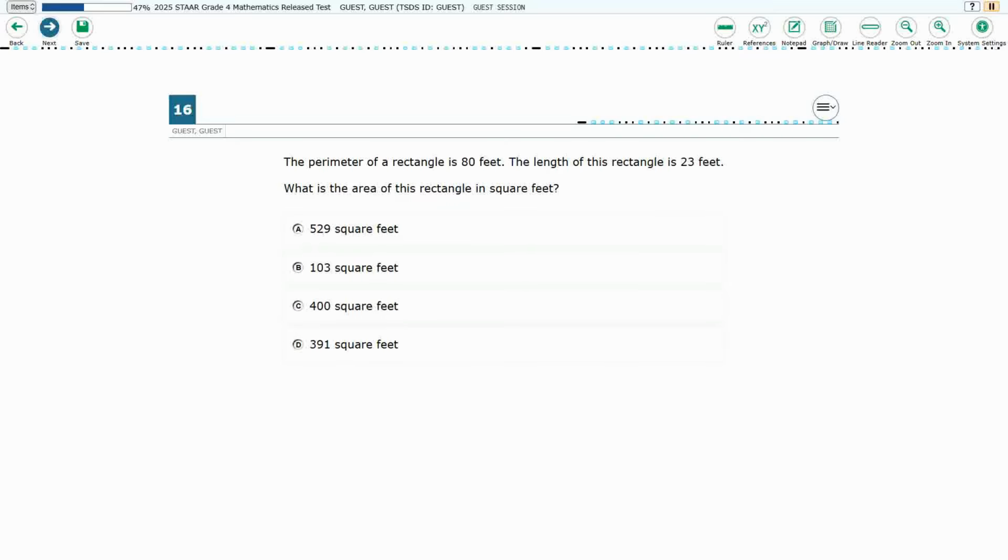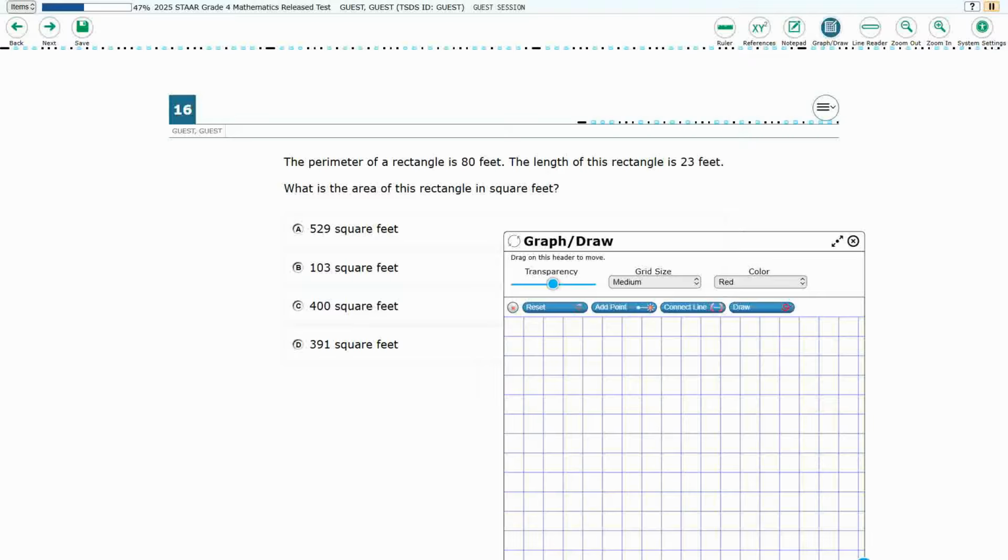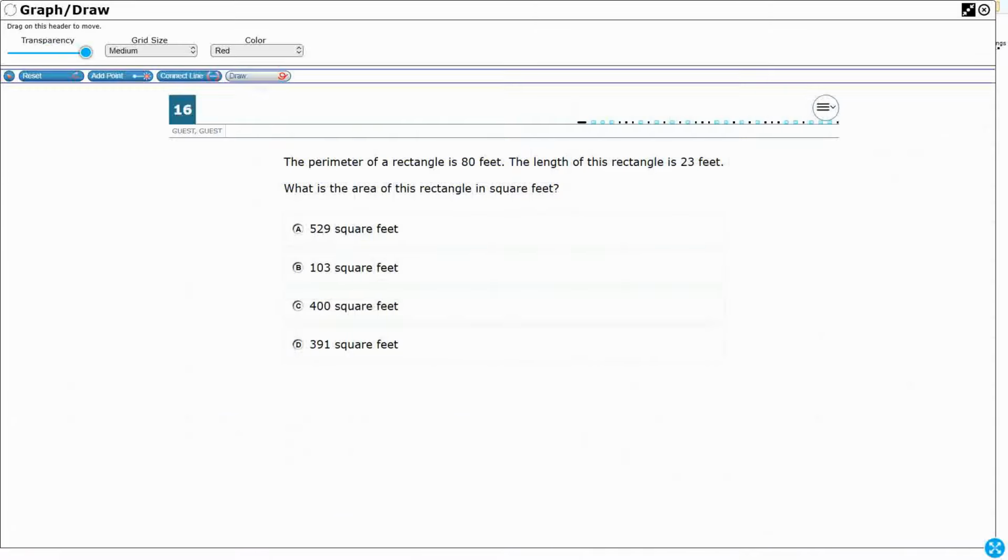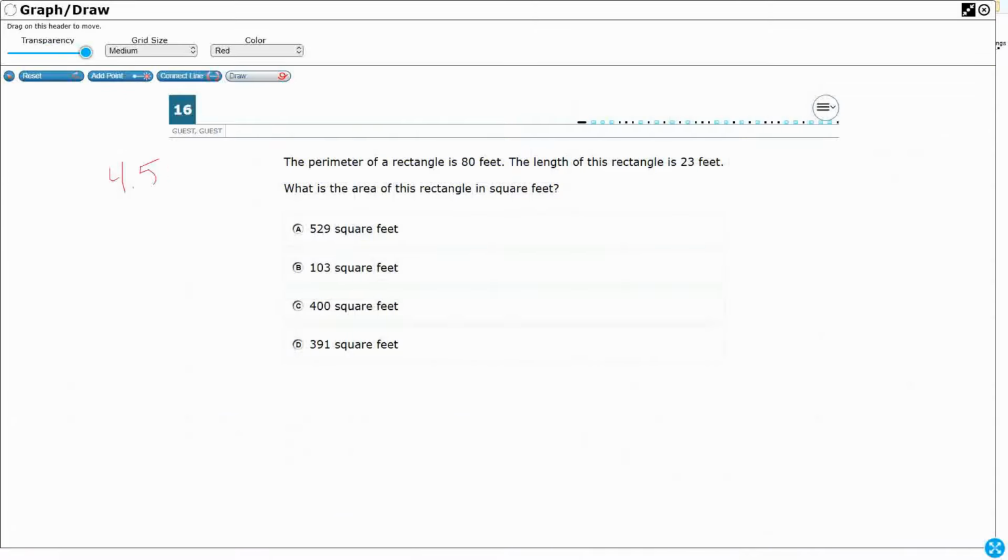For number 16, we are looking at area and perimeter. This is 4.5D. Now, it seems like a pretty simple setup, but we've got to do a few things here. So we need to find this rectangle here. They give us the perimeter, P equals 80 feet. The length is 23. Okay, so let's just say this is going to be my length of 23. I'm looking for the area.